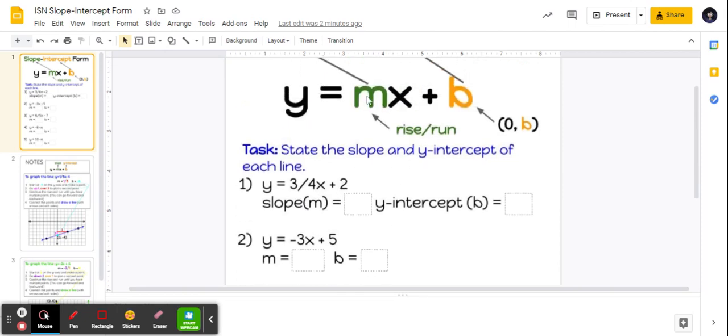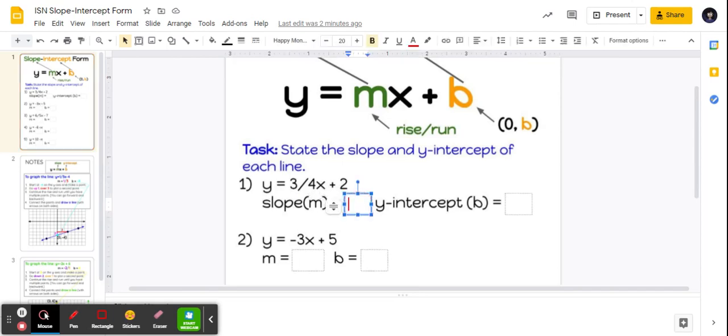The slope, as we know, will be this m in front of the x. So I'm looking in my equation for the x. Here it is, and in front of it is 3/4. So my slope is going to be 3/4, and I'm going to fill that in here in this box. My y-intercept is this number at the end, my b value, and this is a +2, so I'm going to fill in 2 for my b value.